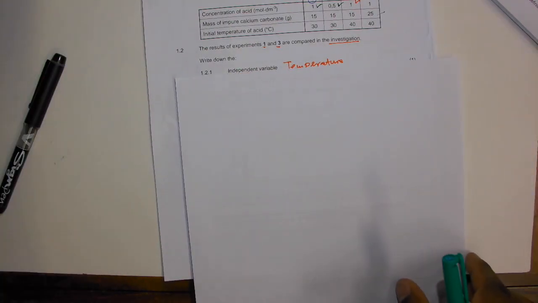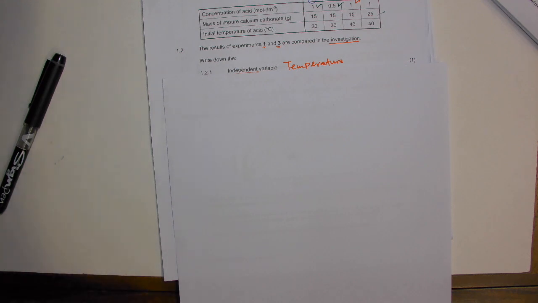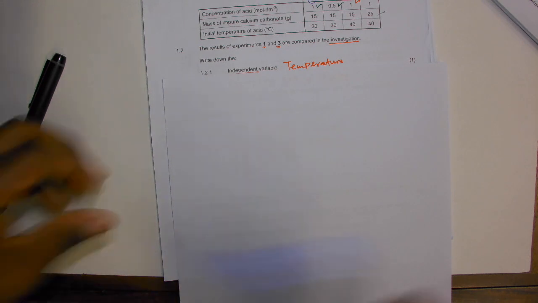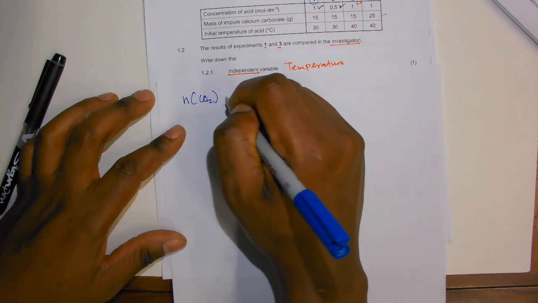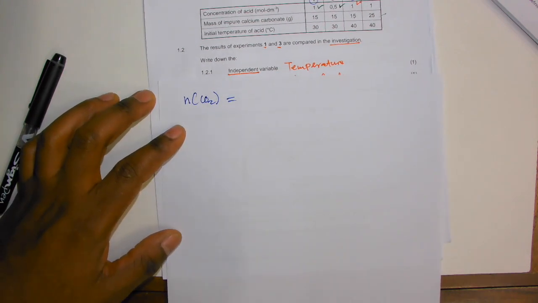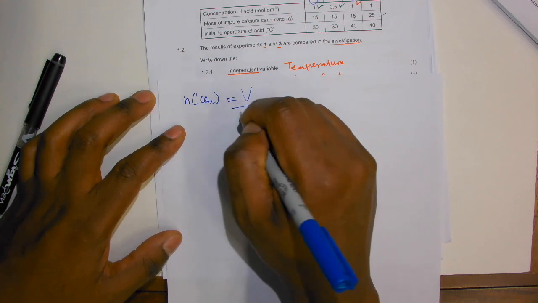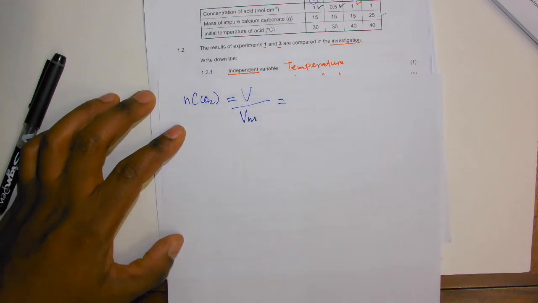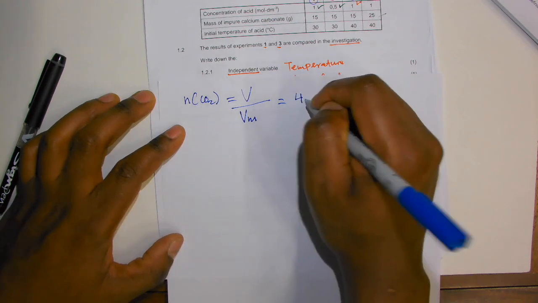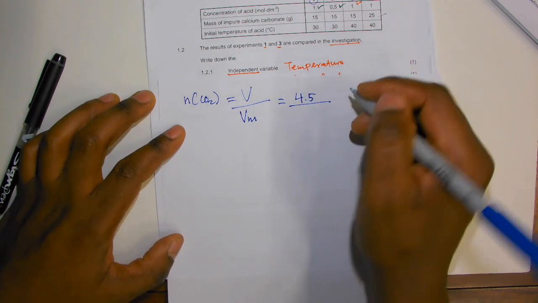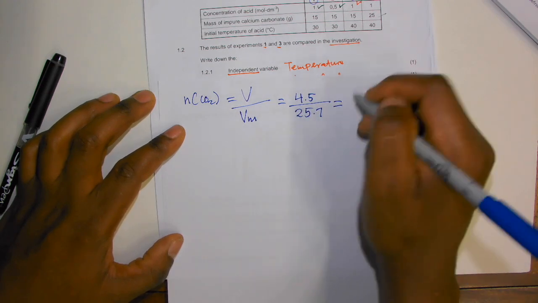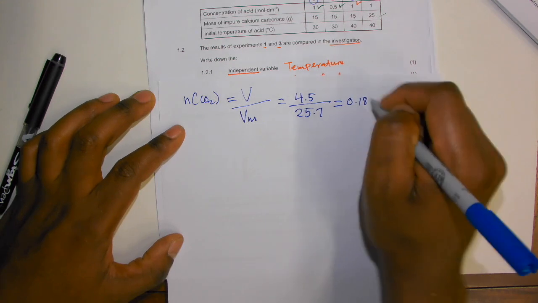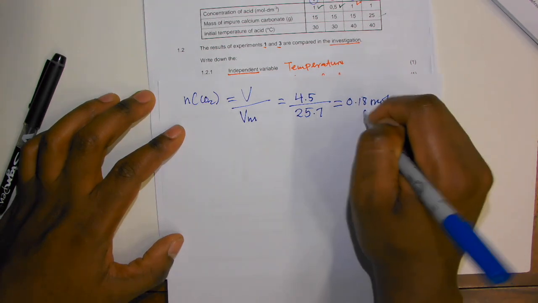We come back, we say, the number of moles, I don't like this pen, it's too big. Okay, we come back, we say, the number of moles of carbon dioxide is given by the volume all over the molar volume, which is the Vm. In this case, it is equal to 4.5, divided by 25.7. And then the answer that we get there is 0.18. What are these? Moles of CO2.